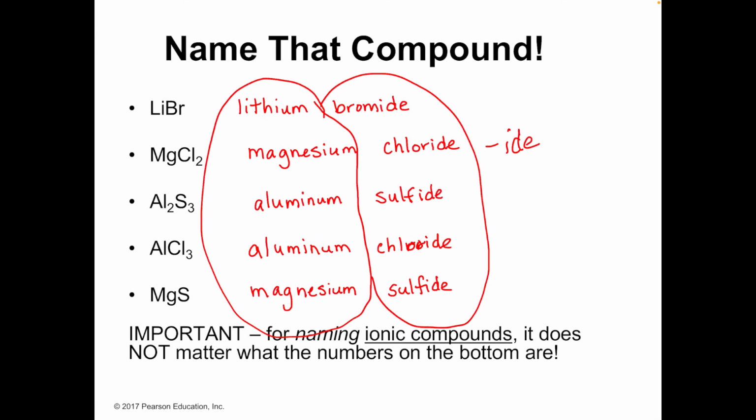For naming ionic compounds, it doesn't matter what the numbers on the bottom are. Like, it doesn't matter that there's a 2 here, or this 2, or this 3 here. It doesn't matter at all what those numbers are when we're naming it, but it will when we talk about covalent bonds. So when we talk about covalent bonds, the numbers on the bottom will matter. So I'm telling you this now, that for ionic bonds, it doesn't matter what the numbers on the bottom are.